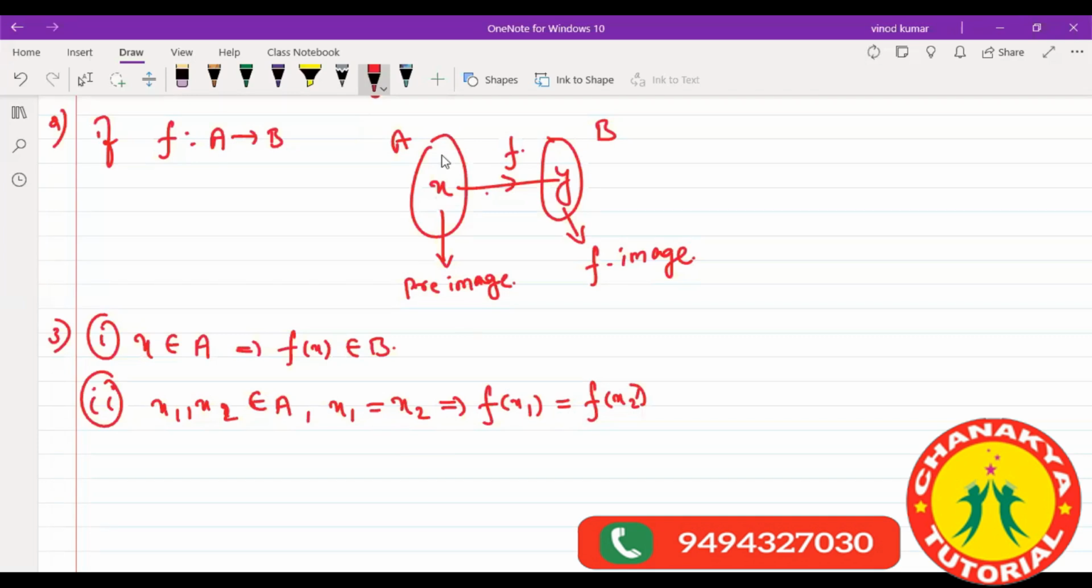And of course, all the elements in A are nothing but the domain. All the elements in B are the codomain. The elements in B that are mapped from A, those elements are the range.